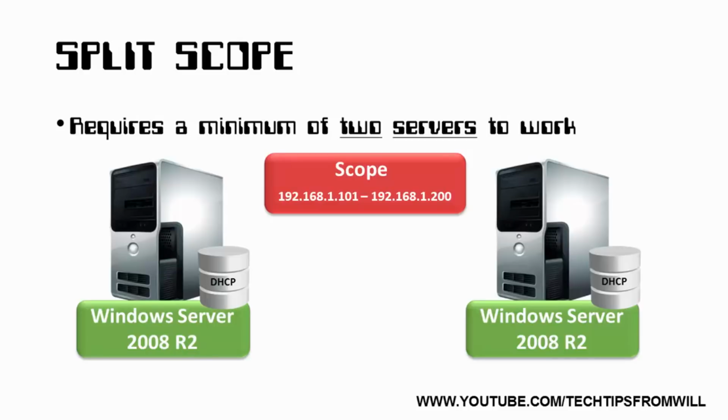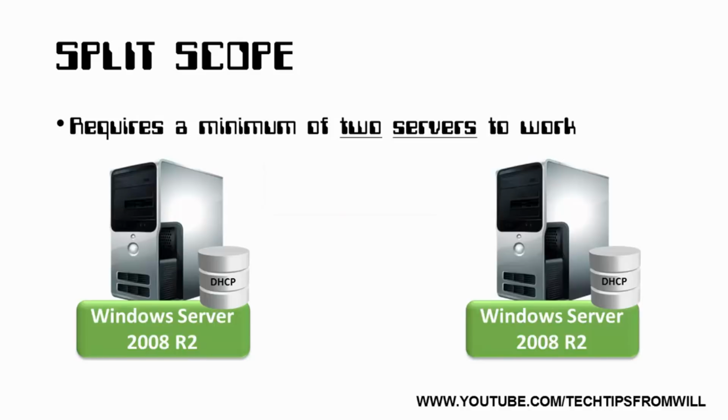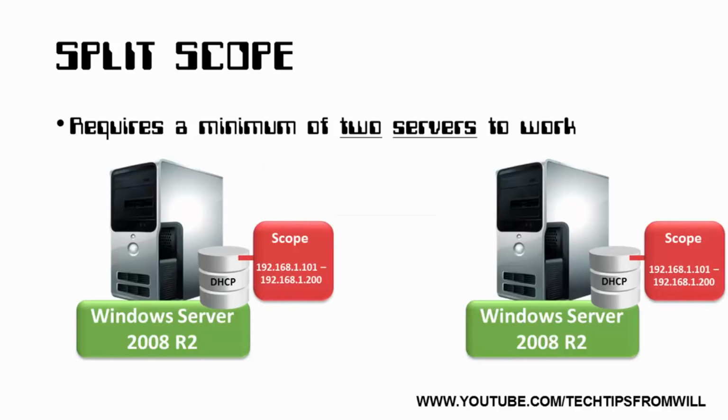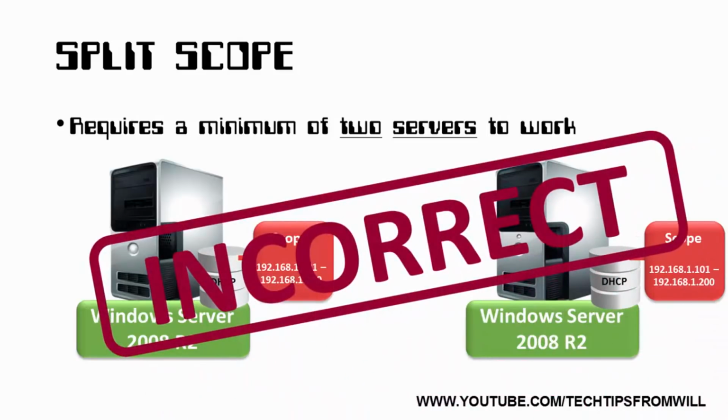The question is, where to place the scope? Do you create it on the first server or on the second server? A common error made by a lot of inexperienced technicians is to create the same scope on both DHCP servers, believing that if one of the servers were to fail, the surviving server can continue to provide IP addresses to clients. However, this is totally incorrect.